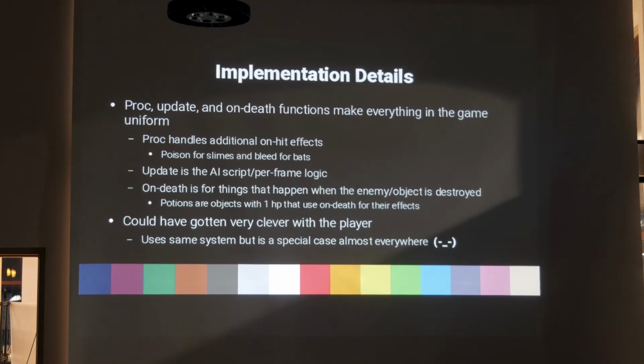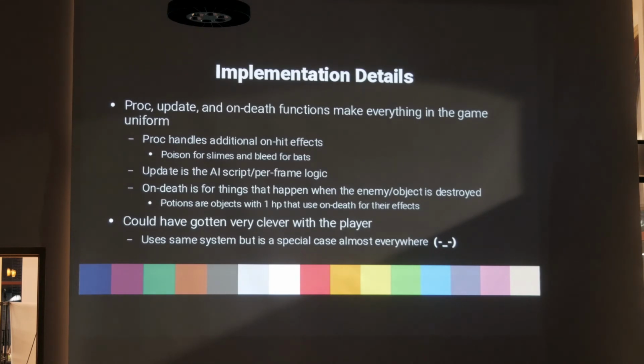But so yeah, moving on. The update is the AI script or per-frame logic for the thing. A lot of stuff doesn't have update if it's just a static object. Like potions aren't going to have an update. And the on death is for things that happen when the enemy or object is destroyed. So, for example, potions are objects with 1 HP, and they use the on death for applying their effect to the player. So, the potion that's going to apply regen to the player is going to apply that on death.